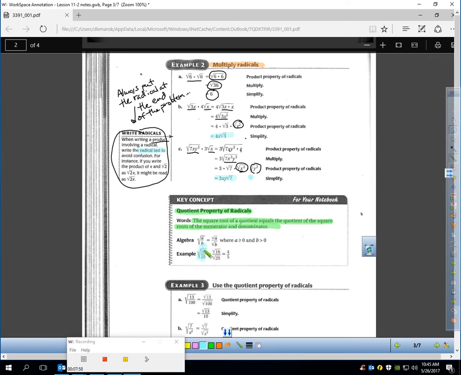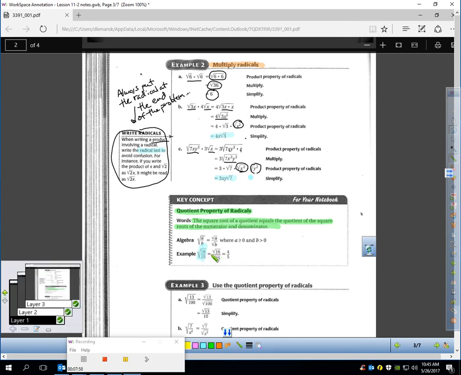Like the square root of 16/25, I could rewrite that as the square root of 16 in the numerator and the square root of 25 in the denominator, and that would just be 4/5. So that's all this is saying. I can take a fraction that's inside of a radical and break it into separate radicals, one in the numerator, one in the denominator. Let's see that at work in these next examples. Use the quotient property of radicals.